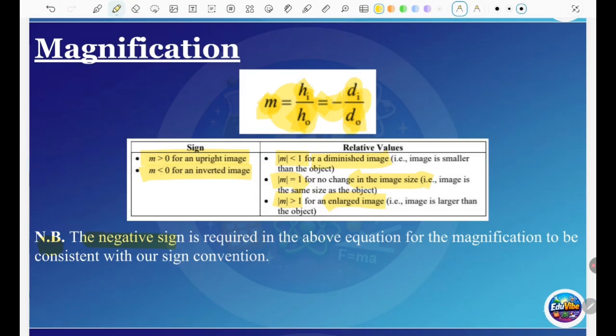Note that the negative sign is required in the above equation for the magnification to be consistent with our sign conventions. The negative sign is important and should not be skipped. It is part of the formula, so you have to use it.